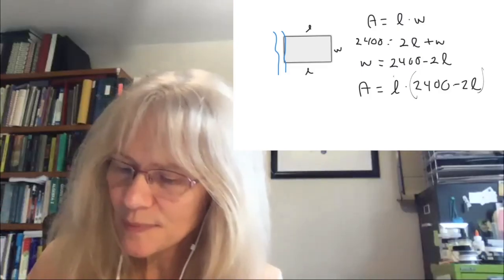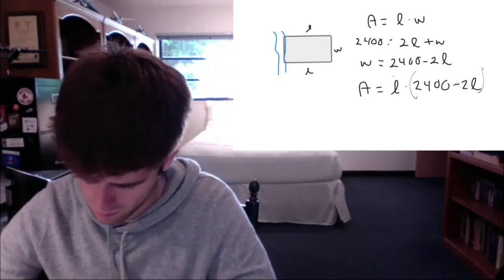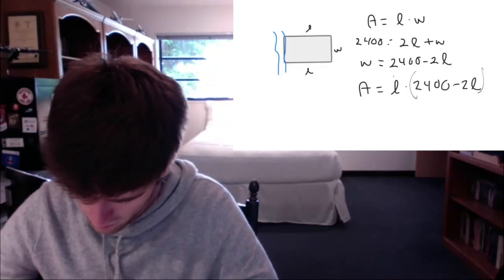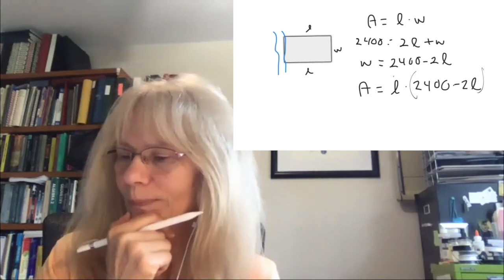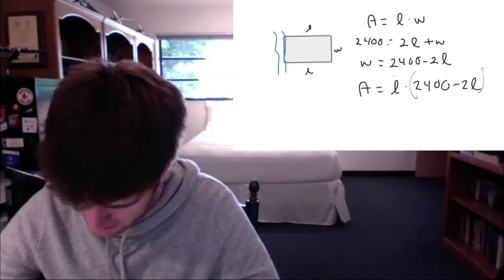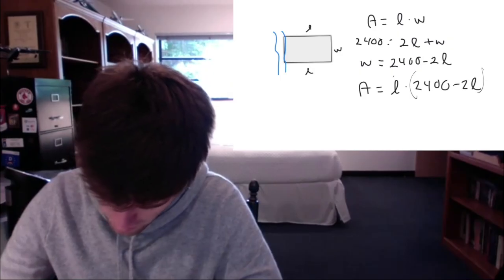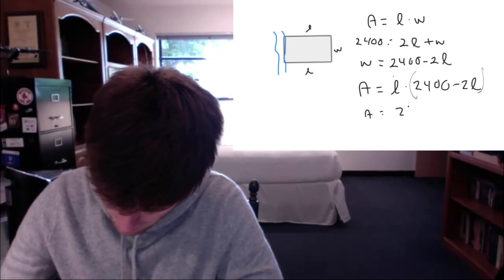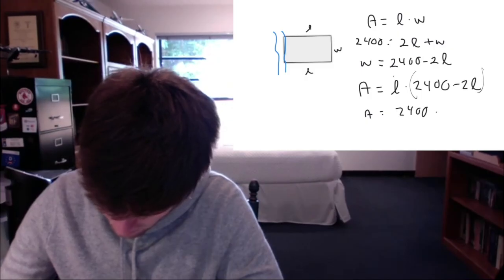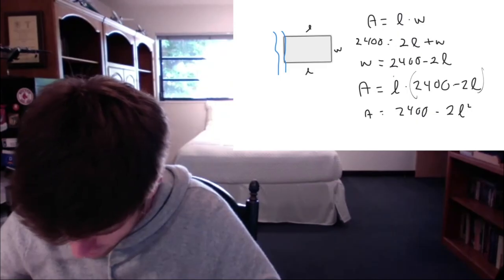Right. Yep. I'm going to see if I can just move this part. Oh, that's okay. I'll leave it for now. I think that should be okay. Okay. We can simplify that further. We can get the area to be equal to 2,400L minus 2L squared. And now I'm going to need your help for the next step.